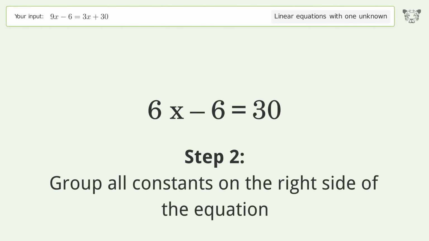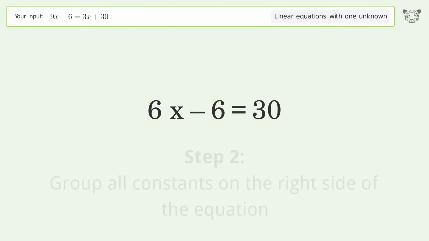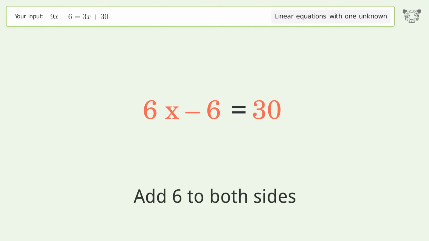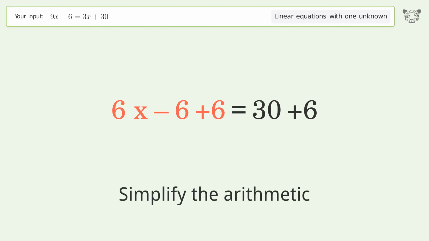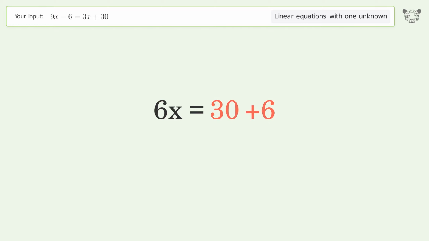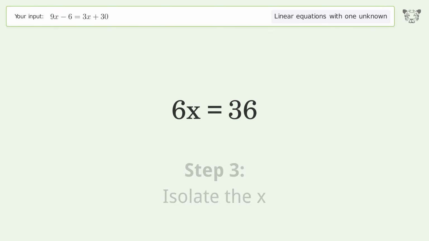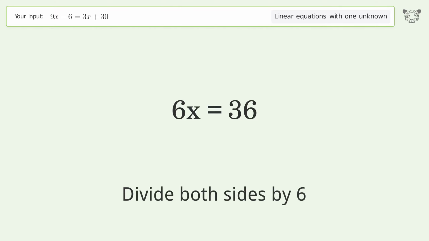Group all constants on the right side of the equation. Add 6 to both sides. Simplify the arithmetic. Isolate the x. Divide both sides by 6.